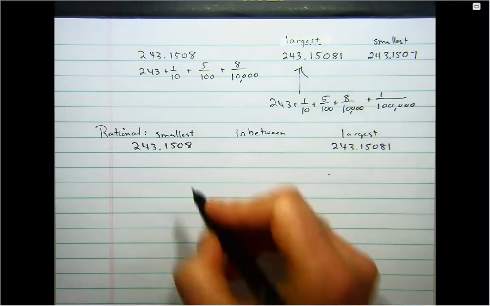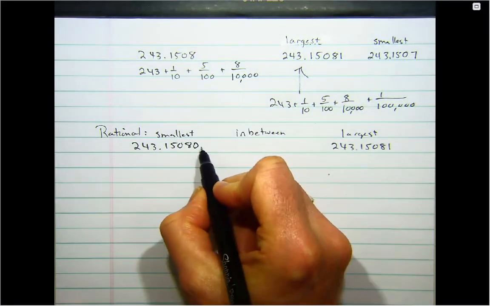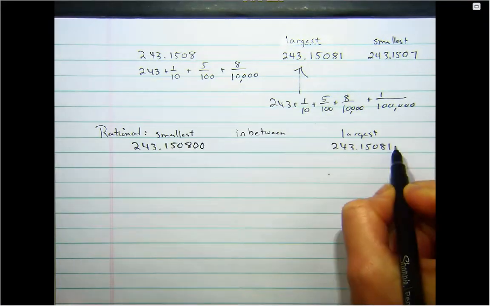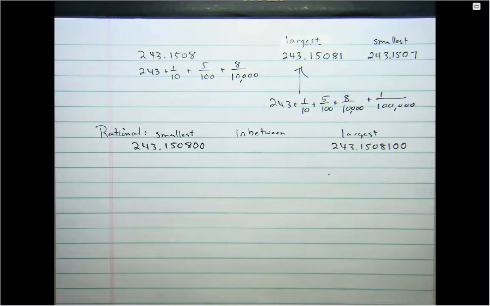It might help to add more decimal places. So put a 0 here, and maybe put 2 zeros there, okay? So you can always add zeros without changing the value of that number. And that might help you as you go to find one that falls in between.